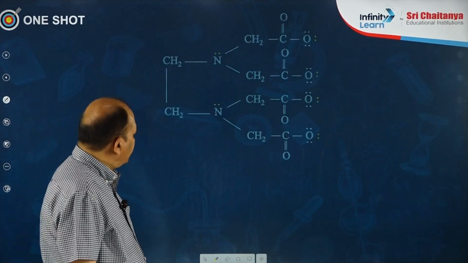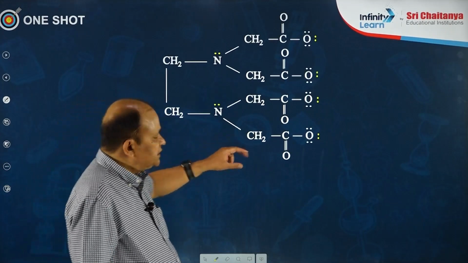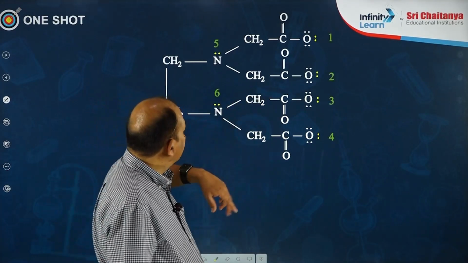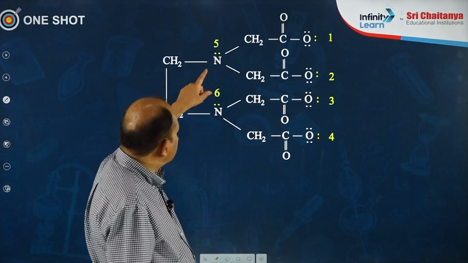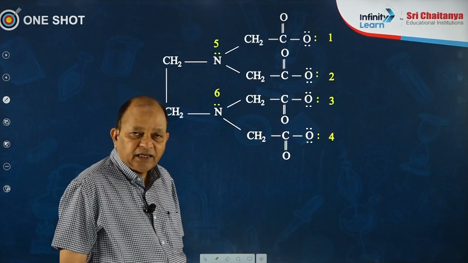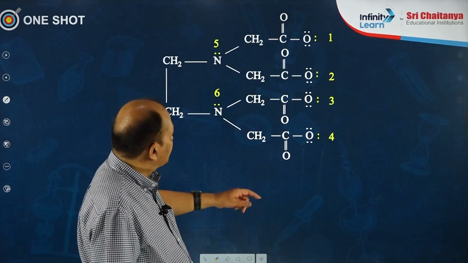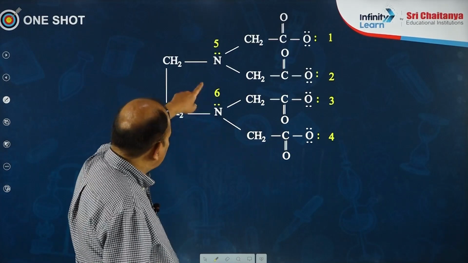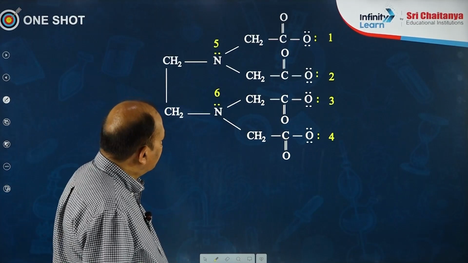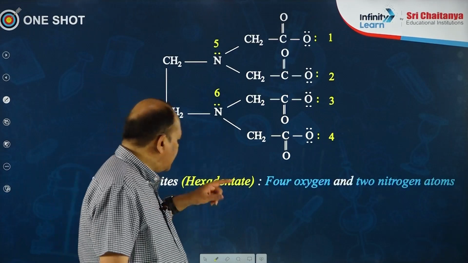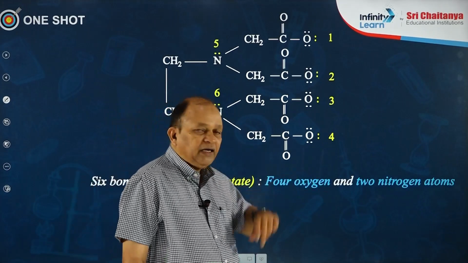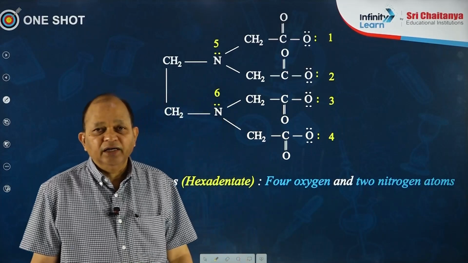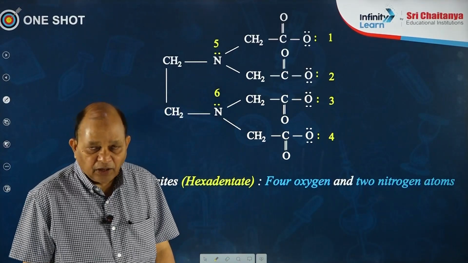There is a polydentate ligand I am showing here. This is ethylene diamine tetraacetate. You can see a total of 6 atoms that can form a bond with the metal. Here you see these are the different electron pairs on the different atoms. This is a hexadentate ligand having 4 oxygen atoms and 2 nitrogen atoms capable of forming coordinate covalent bonds with the metal or metal ion.